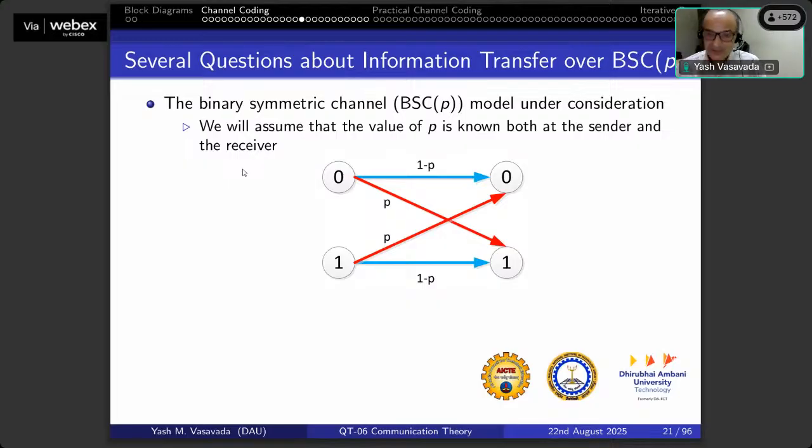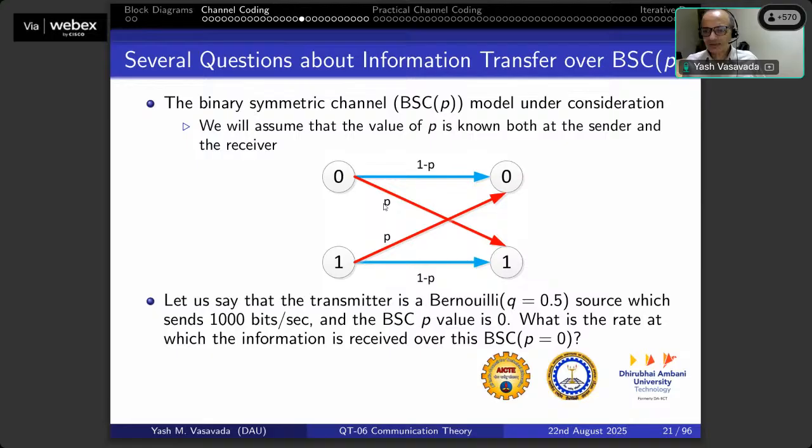For the sake of simplicity, let us assume that this crossover probability P is known at the receiver. We'll just assume that the receiver somehow knows the value of P. It makes things simpler. In reality, this knowledge may not be available. But even when it is available, let us say what is the best we can do.